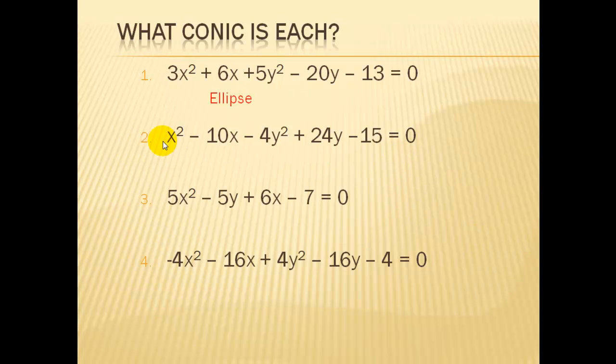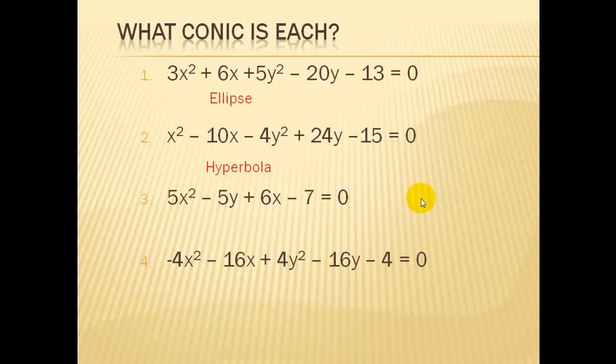What about here? Okay, again, it's not a parabola. We have 2 things squared. It's not a circle because this number and this number are not identical. And this one's positive and this one's negative, so that means this one must be a hyperbola.